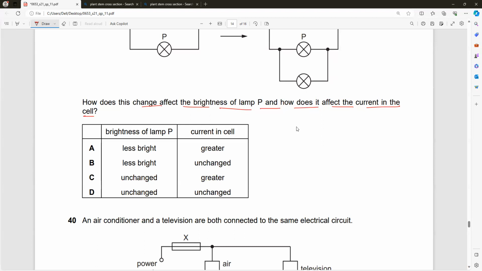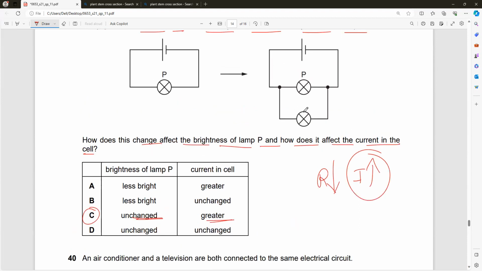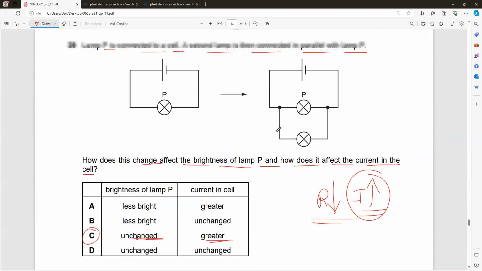Then what about the current in the cell? Parallel connection creates low resistance. Resistance decreases. Automatically, current will become what? Increases, greater. So what is the answer? Option C. A very, very important theoretical question from the numerical. In parallel connection, resistance decreases so that current increases. So please make a note of it.